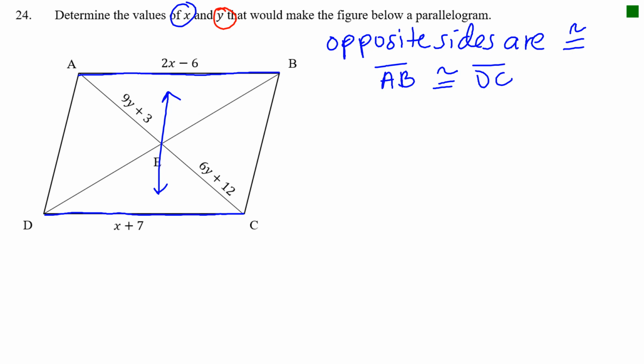So wherever I see AB, I'm going to replace with the quantity 2x minus 6 equals, wherever I see the DC, I'm going to replace with the quantity x plus 7.